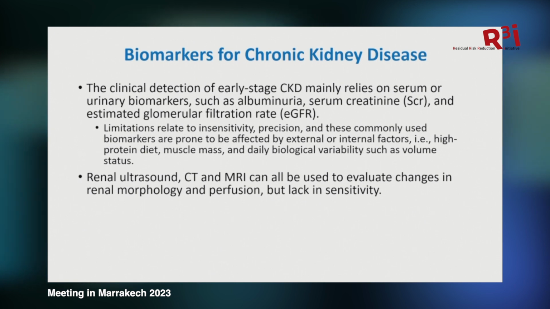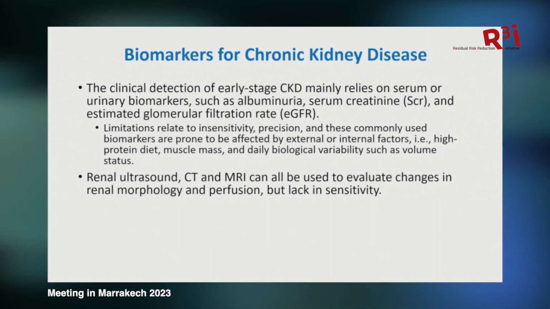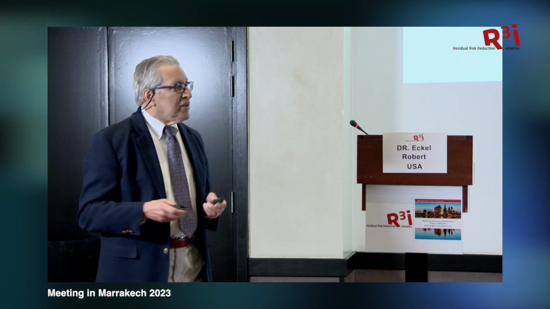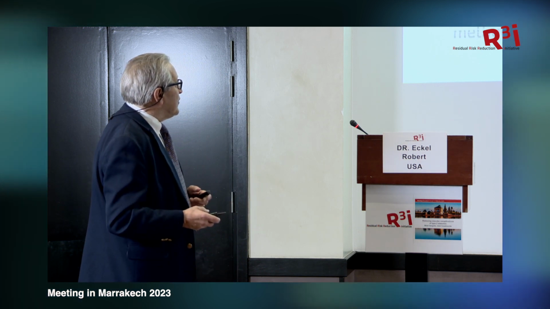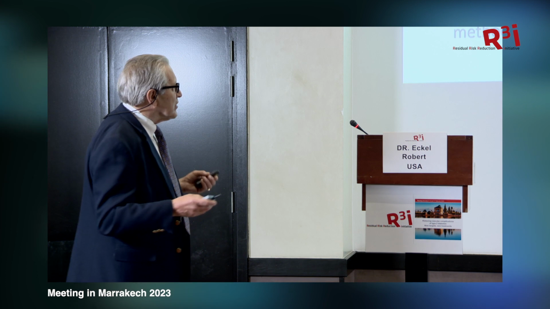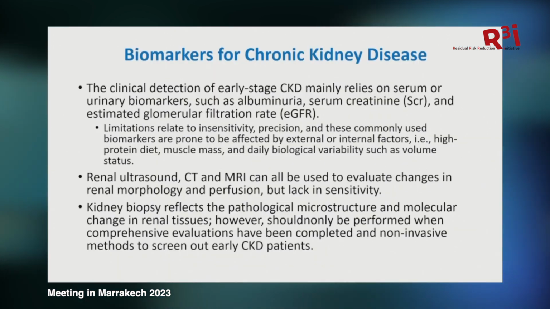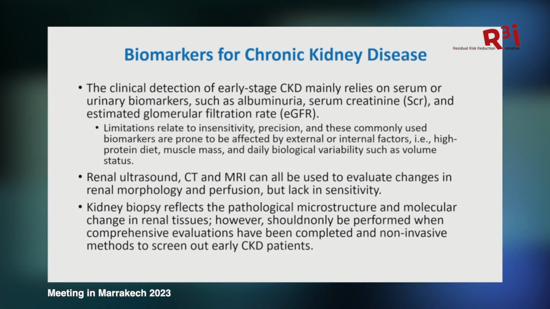Secondly, if we think of other ways to go about assessing biomarkers for chronic kidney disease, you can use renal ultrasound, CT or MRI, and these are used to evaluate changes in renal morphology and perfusion, but they clearly lack sensitivity in picking up people with diabetes and chronic kidney disease. And finally, a kidney biopsy really is rarely necessary these days. We have a cardio-nephrologist here, or a nephrocardiologist, whatever we're calling Christoph. Anyway, the biopsy really reflects pathologic microstructure.